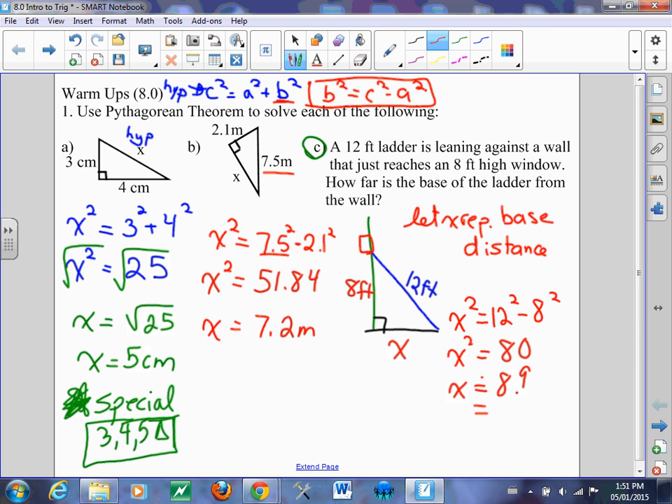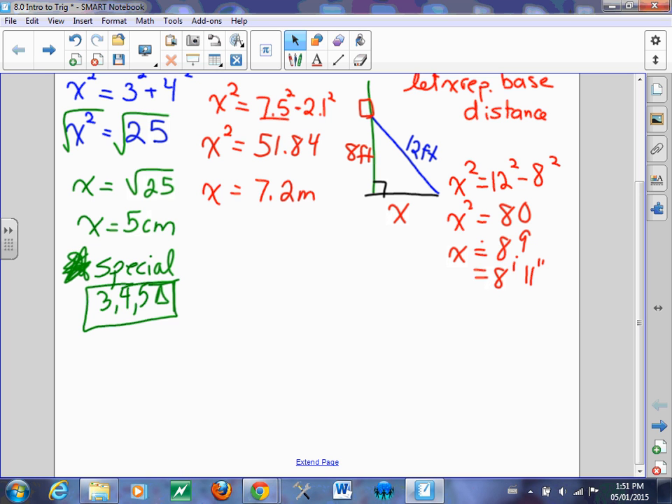So I'm going to go 0.9, and I'm going to times it by 12. So that's going to be 10.8. So I'm going to say 8 feet 11 inches. Okay? All right, hopefully Mr. Zachers taught you that in woodworking. Because when you take a look at feet, they don't have decimal answers, they have fraction answers, or they break the feet into the inches.